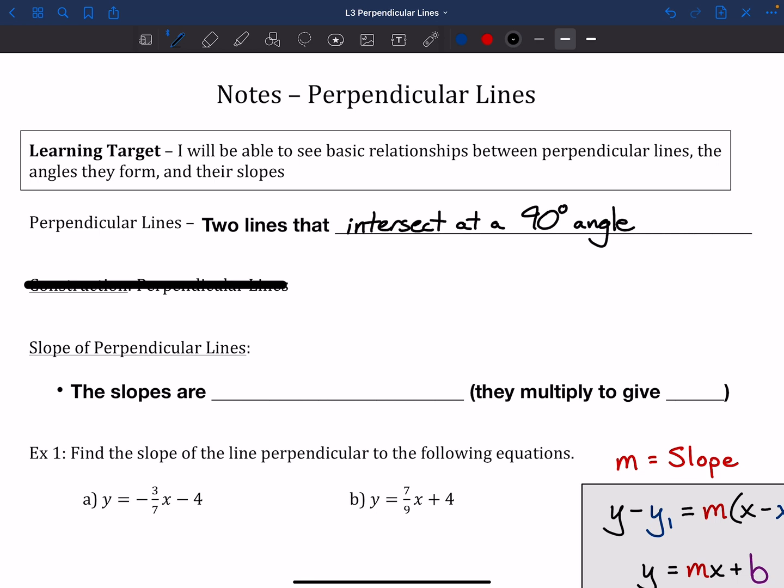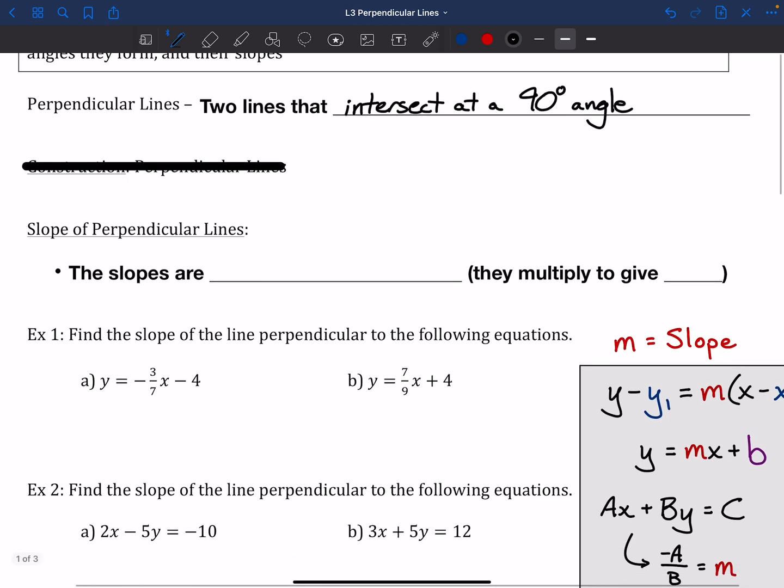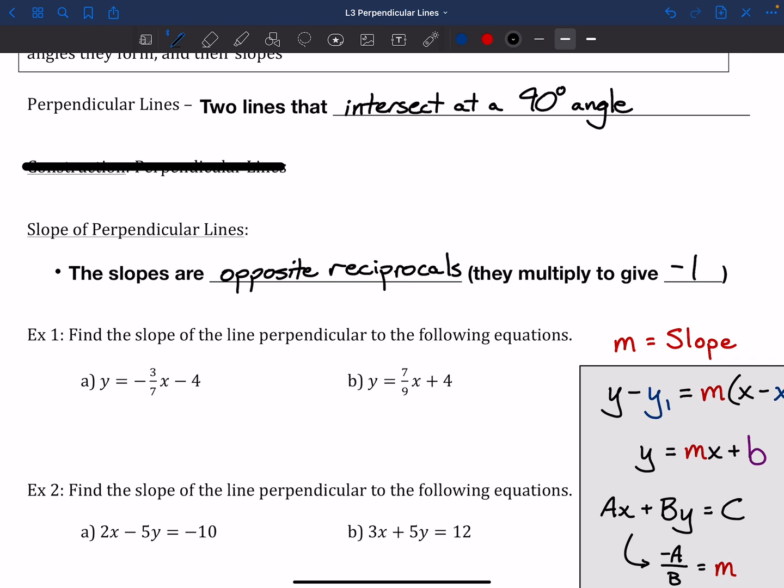So when we're talking about the slopes of perpendicular lines, this is where things can get a little bit funky. The slopes are what we call opposite reciprocals. Opposite reciprocals are generally going to be two fractions, and they multiply to give us -1. That's how you can check that you have opposite reciprocals, and that's what we're going to be doing a little later: you multiply them together. If you get -1, then you're all set.